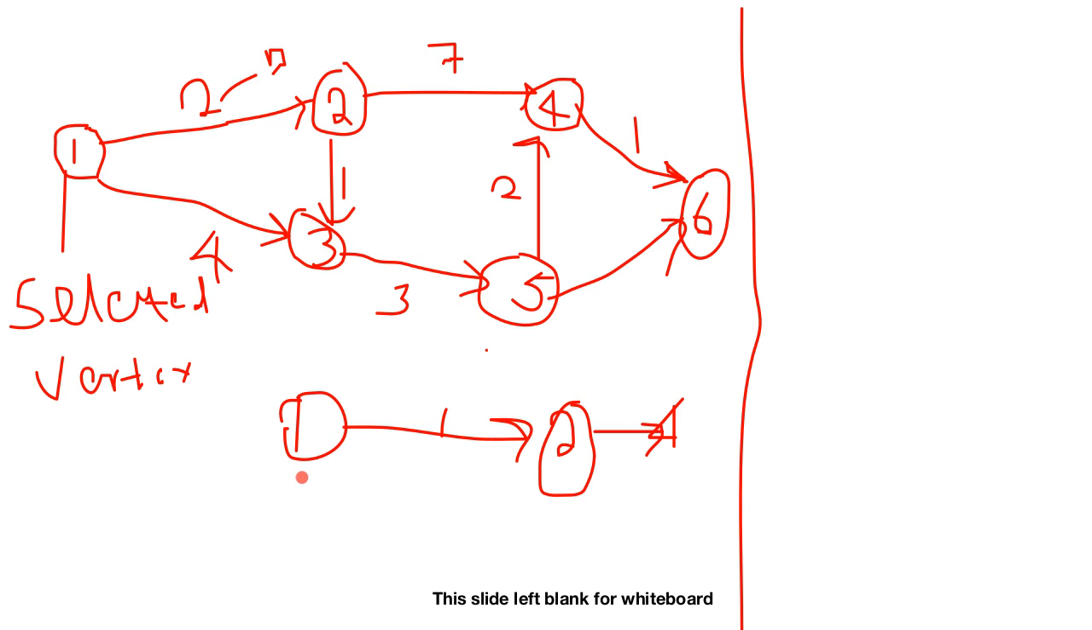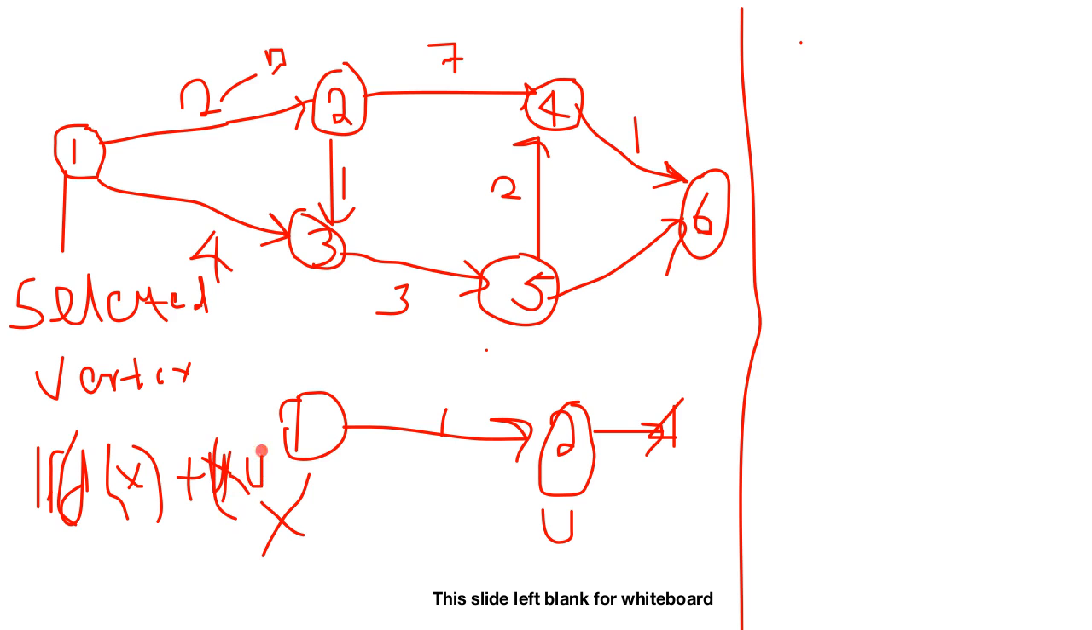If you are moving from vertex X to vertex U, we can say that if the distance of X plus the weight of edge XU, so we are looking at V, the weight of XU, is less than the distance of U, now we say that is the best route that we can have.